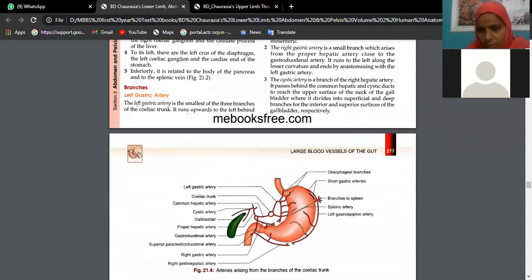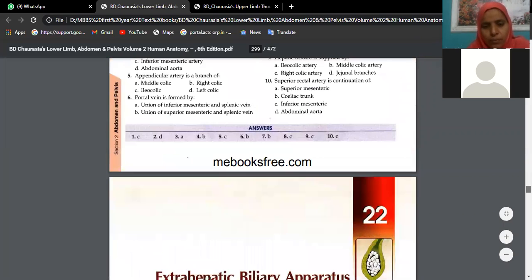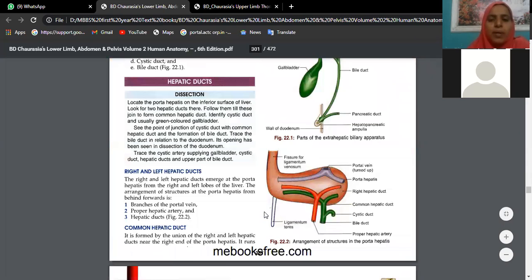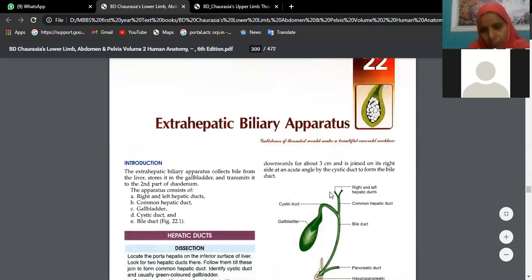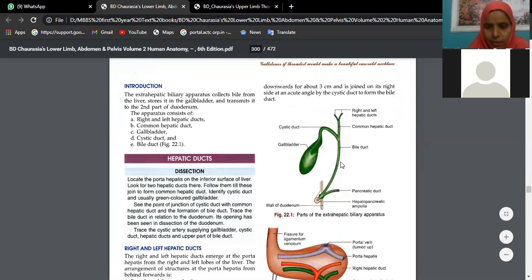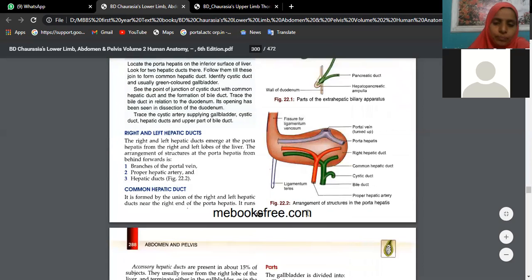Yes, extraperitoneal. See here, how is it formed? Right and left hepatic ducts will join to form the common hepatic duct. From the gallbladder, we have the cystic duct. So the cystic duct and common hepatic duct, both of them will join to form the bile duct. Okay, this bile duct will join with the pancreatic duct. Both of them will join to form the hepatopancreatic ampulla of Vater, which opens into the second part of the duodenum.